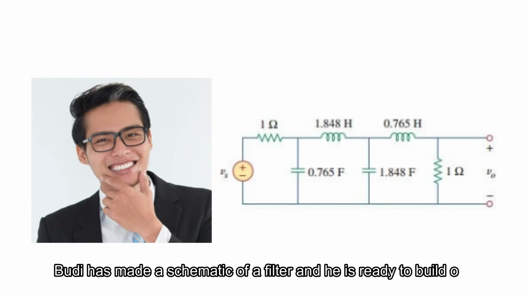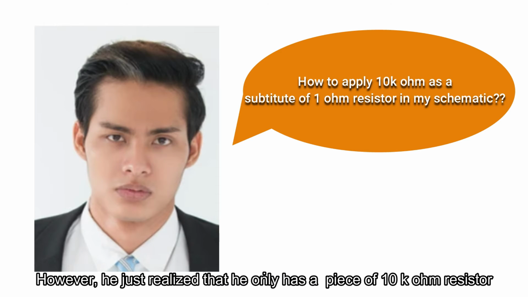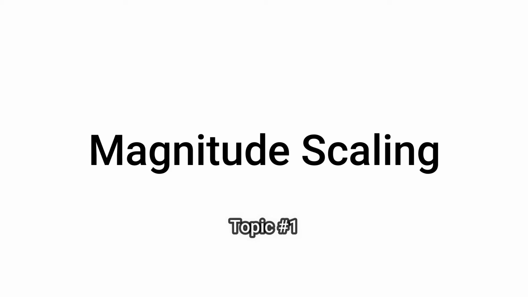Budi has made a schematic of a filter and he's ready to build one. However, he just realized that he only has a piece of 10k ohm resistor. Oh no! Fear not, because the problem can be solved using magnitude scaling.